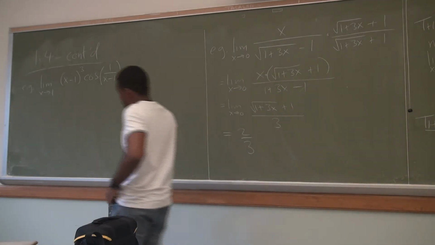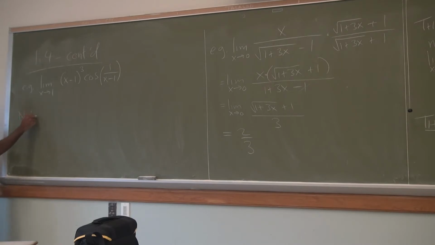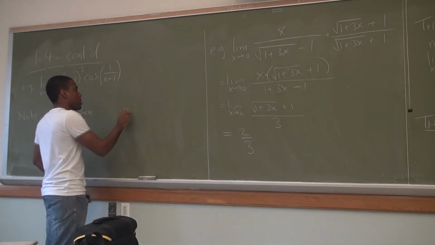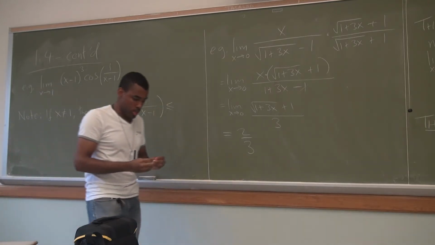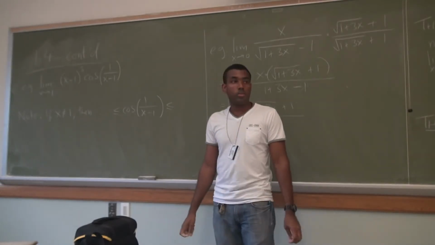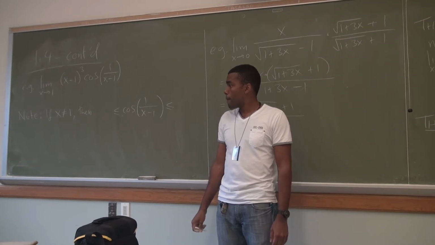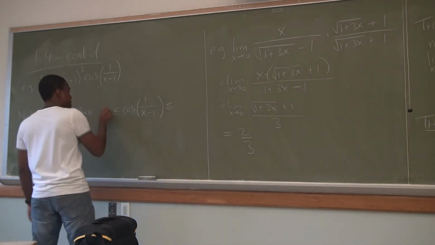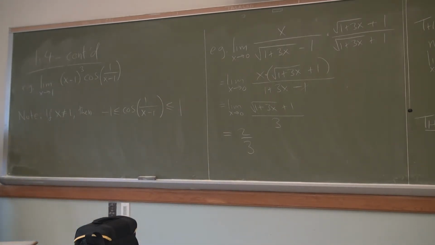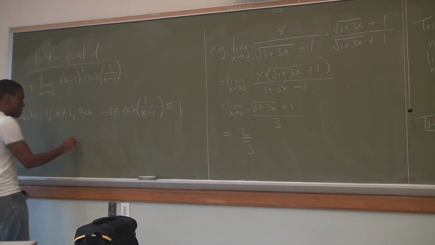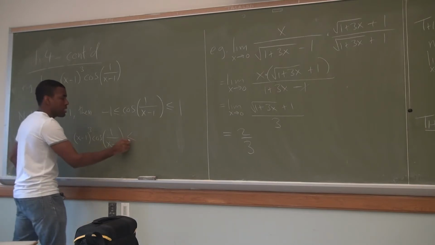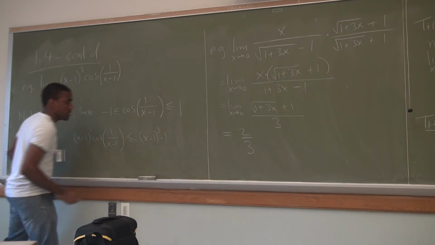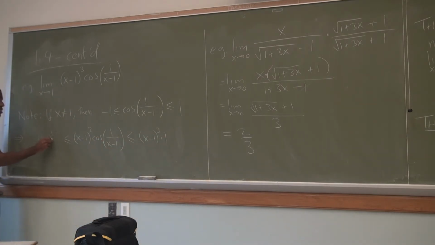Actually, it does. How we know that it does is, first, if x is not equal to 1, then we have the following. Cosine of 1 over x minus 1, we can bound it between two things. What is cosine bounded between? Negative 1 and 1. Cosine and sine are always between negative 1 and 1. This means that x minus 1 cubed times cosine of 1 over x minus 1 has to be less than or equal to x minus 1 cubed times 1, and greater than or equal to x minus 1 cubed times minus 1.